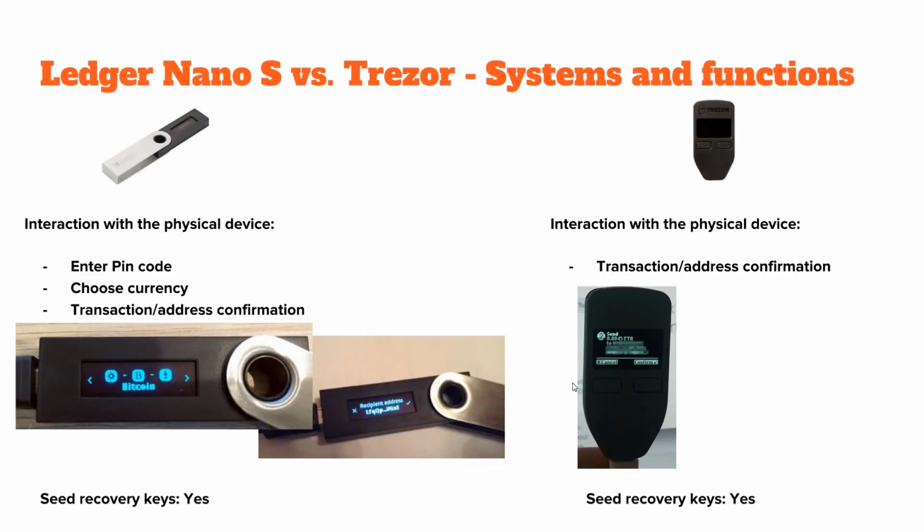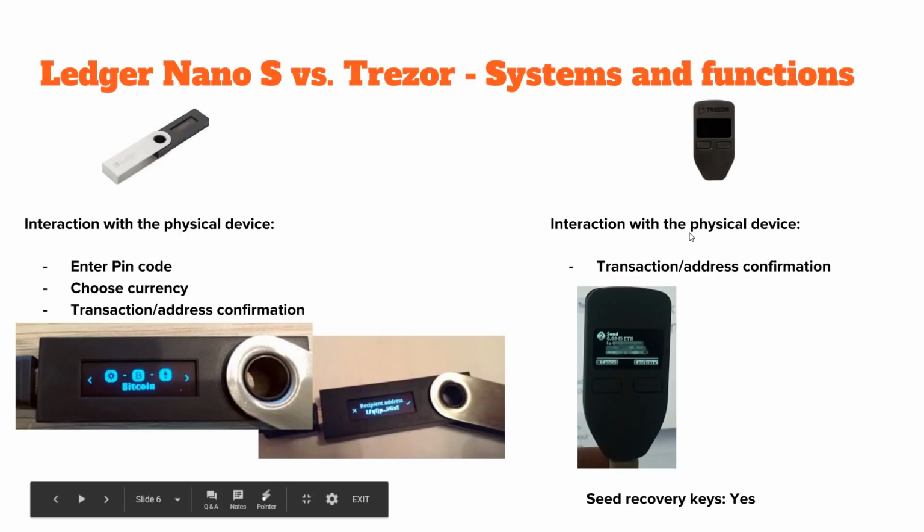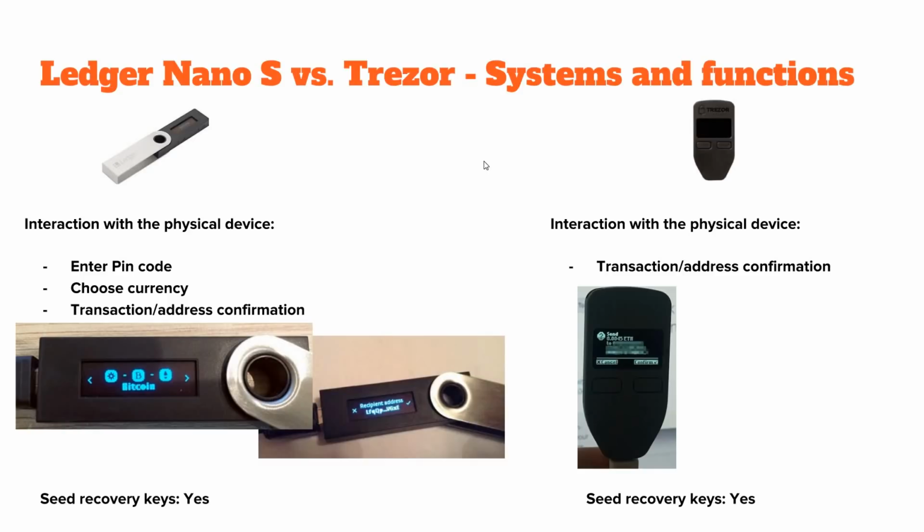And of course, both of them offer seed recovery keys. What it means is when you first set up the device, you will be given a 24-word phrase for recovery purposes. So if you lose the device and you don't know where it is or it gets stolen, you can buy another Trezor or another Ledger Nano S and use the recovery seed key that they provided to you at the beginning to recover your funds. That way you don't lose it if you lose the actual device.